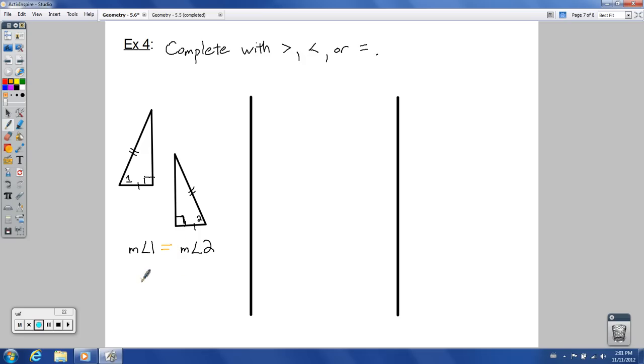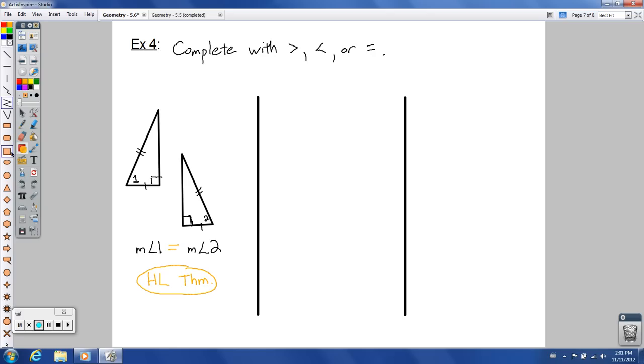Put that in a different color. This is my reason why I put this in a different color too. This is the hypotenuse leg theorem. So if you had to give a reason, that would be your reason. This is your answer to the question up here. That would be your reason. So let's draw a couple more triangles.